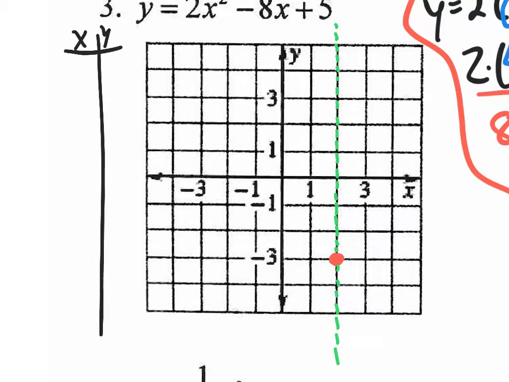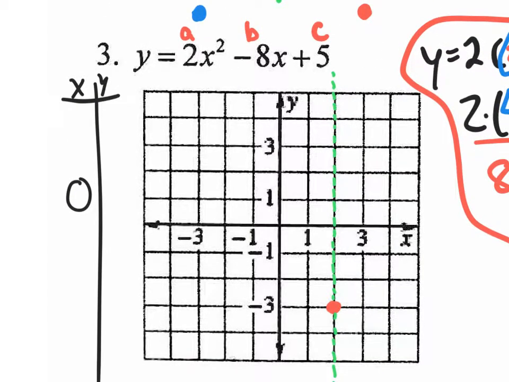So you're going to do an x, y table, and you're going to plug in 2 points that are on the same side of the axis of symmetry. So would it be a good idea to plug in 0? 0 is always the easiest number, and in this case, that's fine. Plug in 0. So if I were to plug in 0, 0 squared is 0, 2 times 0 is 0, 8 times 0 is 0, 0 take away 0 is 0, plus 5 will be 5.